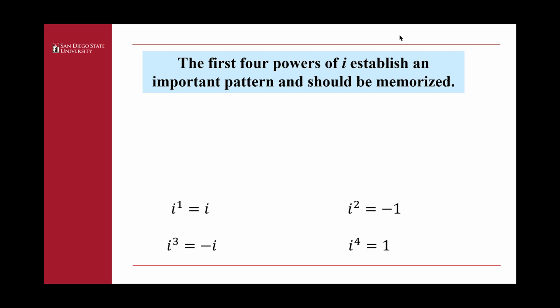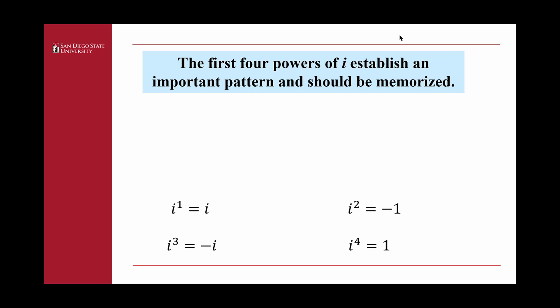And i to the power of 3, i cubed, is i squared times i. So this will make -1 times i, and it will be -i. And here is the magic. i to the power of 4 equals exactly 1. So there is an interesting pattern here, because why is this 1? Because i to the 4 means i squared times i squared, and this means -1 times -1, and when we multiply two minuses, we will get the positive result, and it will be 1.